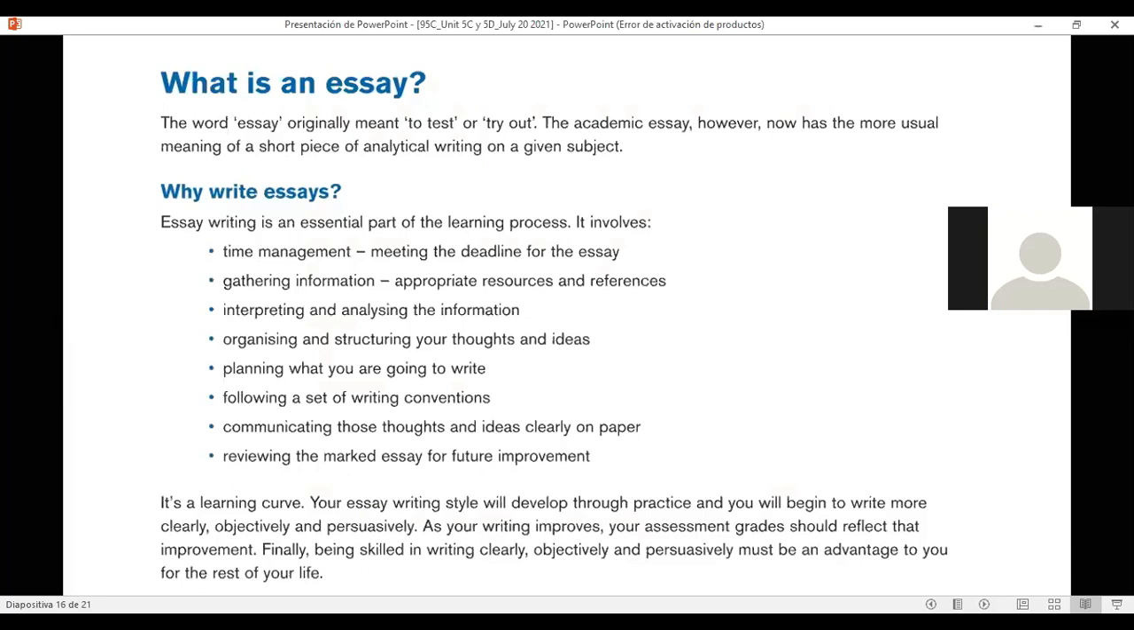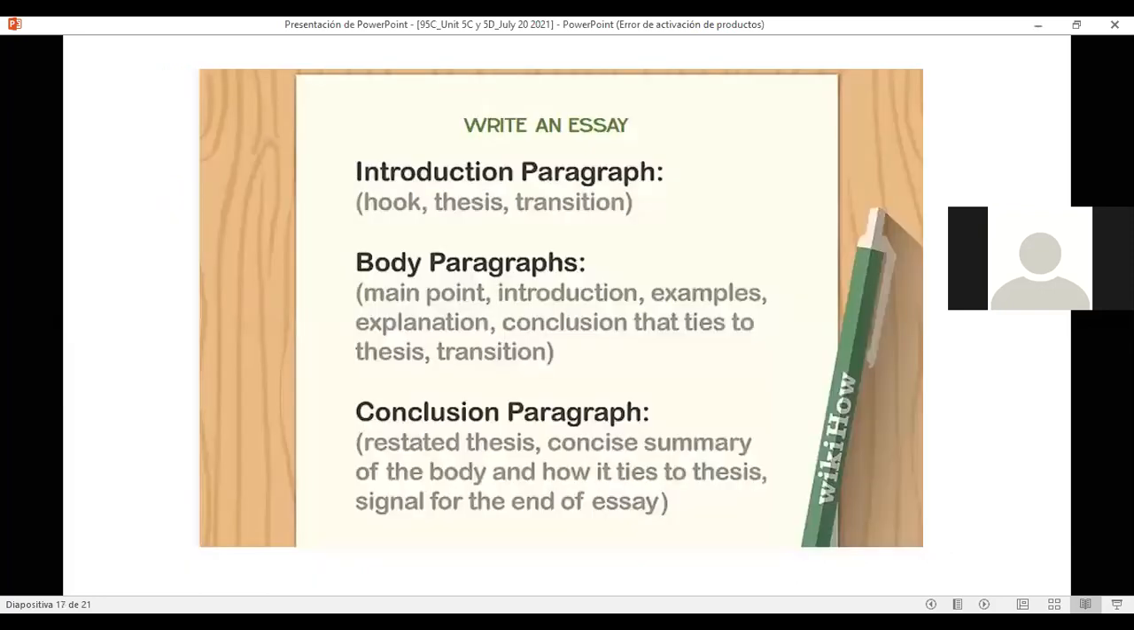But we need to follow a structure, right? Or we need to follow some writing conventions. What's the basic structure of an essay? It's not so difficult. We have 3 parts. We're going to manage the introduction, or the first paragraph, where you're going to write your hook, your thesis, or your transition.